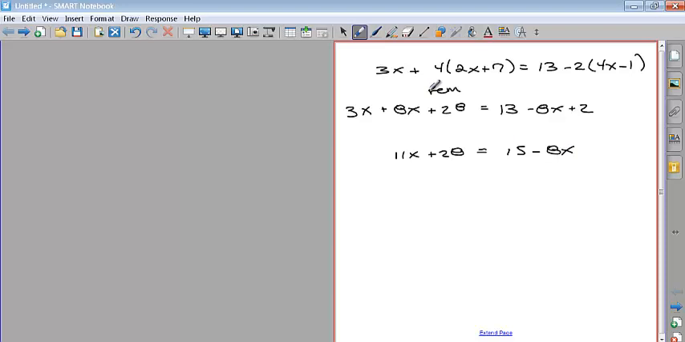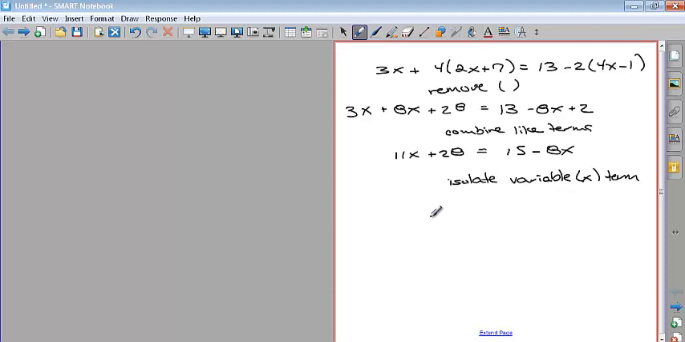So I'll say remove parentheses. Second one, combine like terms. Next one is to isolate the variable, which is the x term. So what I want to do is I want to get x's onto the left-hand side. So let me just rewrite that because I just wrote some words in the way.